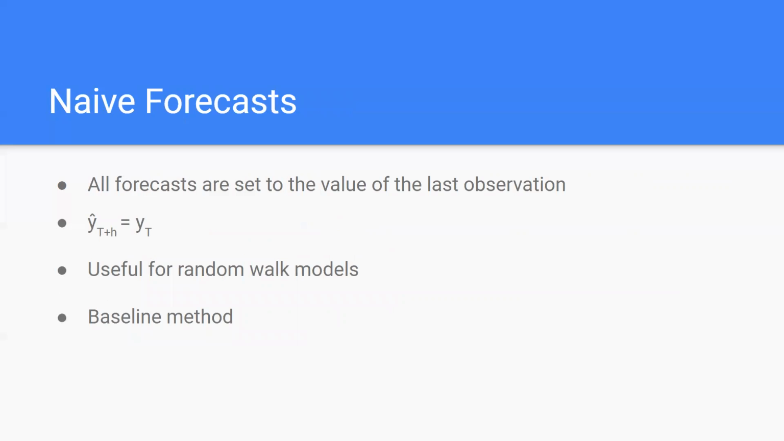With all that out of the way, let's move on to our forecasting methods. There are a number of simple forecasting methods that do not require much work to explain or compute. These are called baseline forecasting methods, and one of the most common methods in this category is the naive forecast. With this type of forecast, all forecasts are set to the value of the last observation. For a time series with t observations, y1, y2, all the way to yt, the forecast for period t plus h is equal to the value at period t.